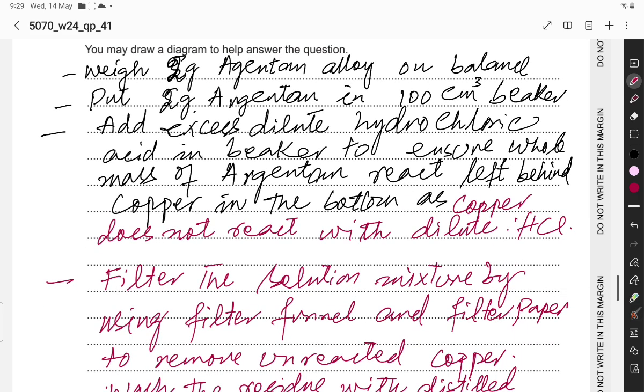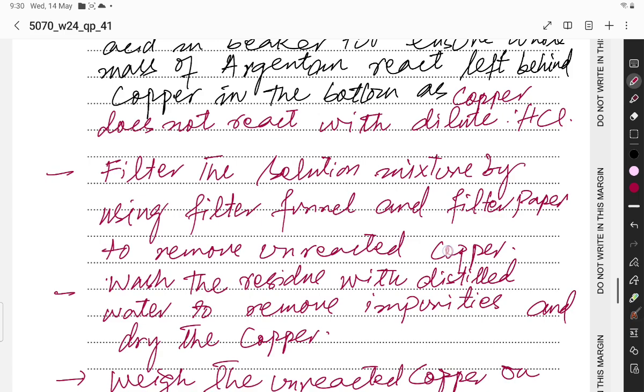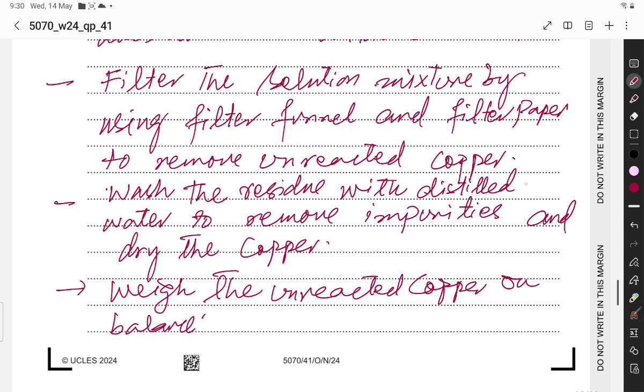Weigh 2 grams of argentane alloy on a balance. Put the 2 grams of argentane in a 100 cubic centimetre beaker. Add excess dilute hydrochloric acid in the beaker to ensure the whole mass of argentane reacts. Copper is left behind at the bottom, as copper does not react with dilute hydrochloric acid. Filter the mixture using a filter funnel and filter paper to remove unreacted copper as a residue.